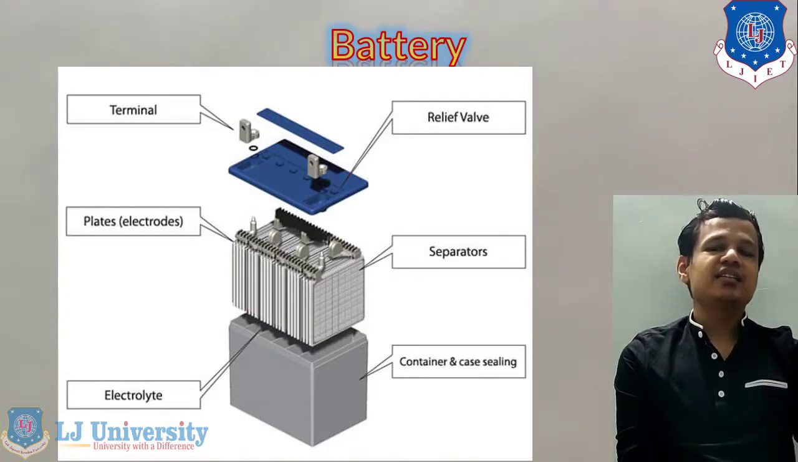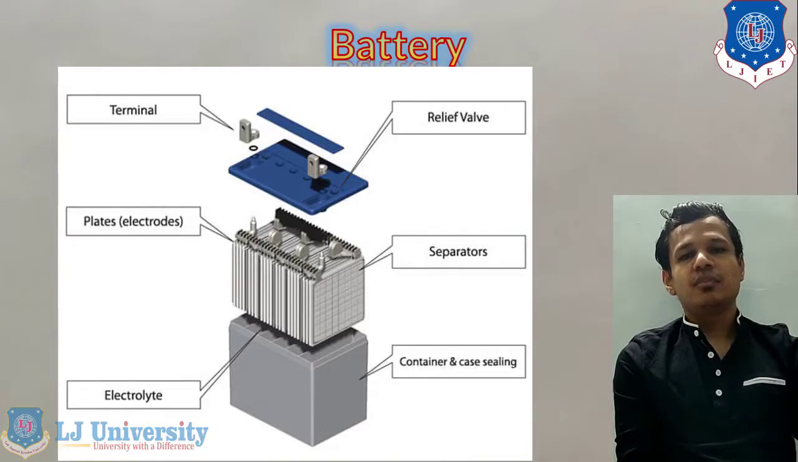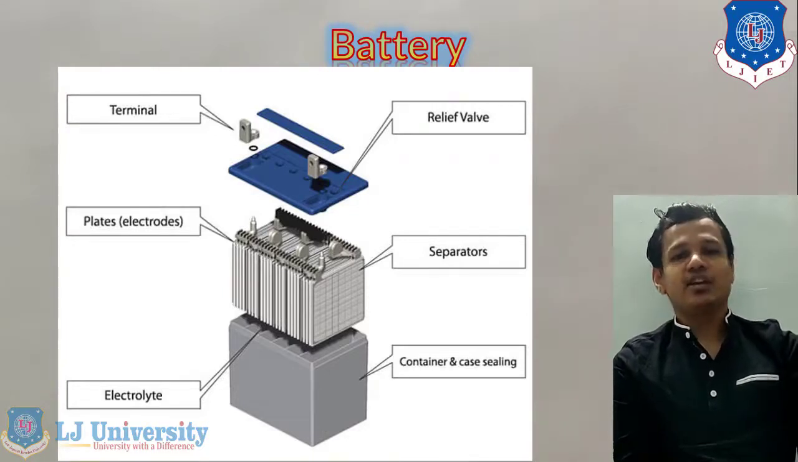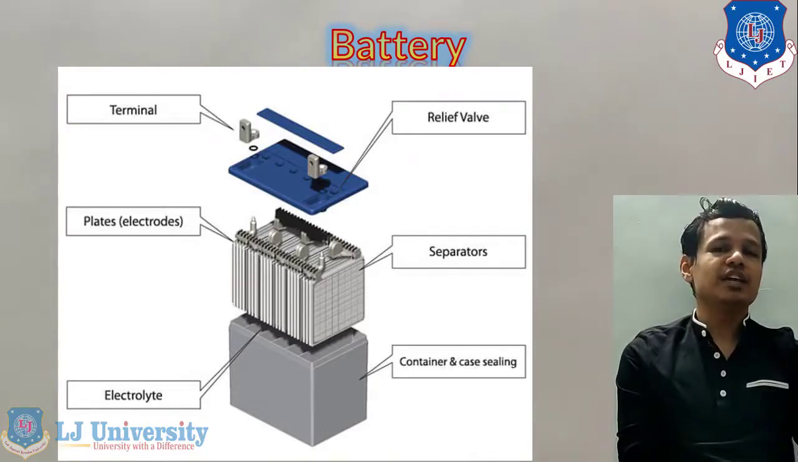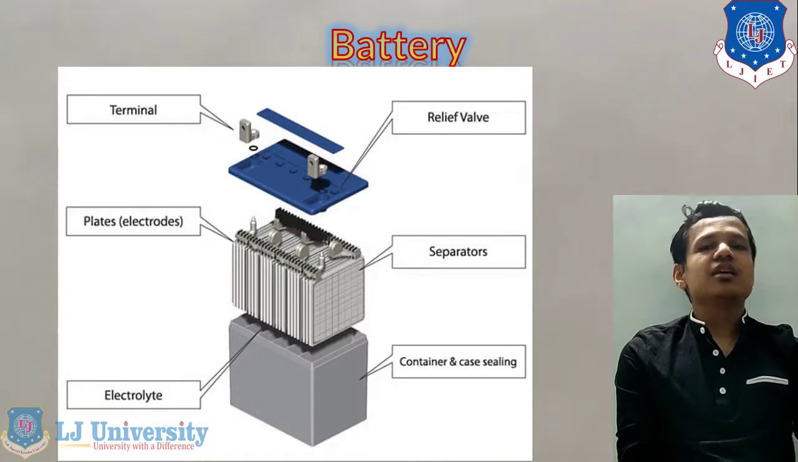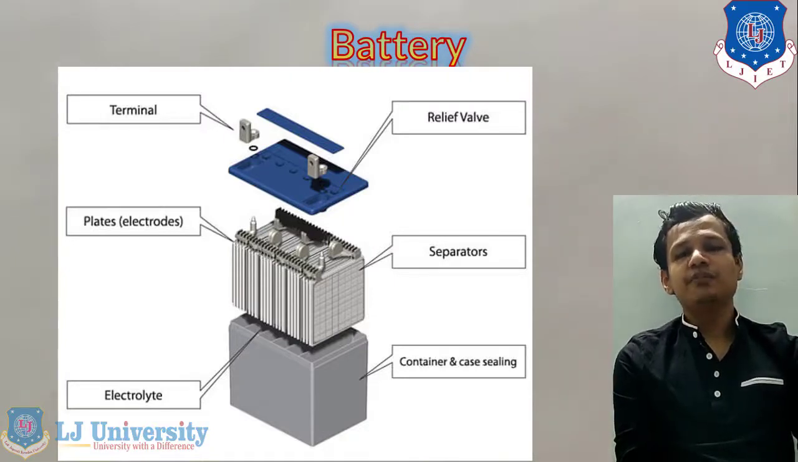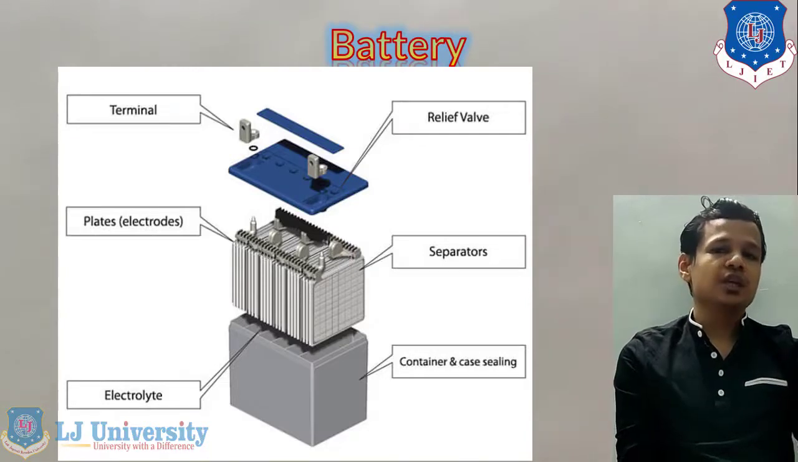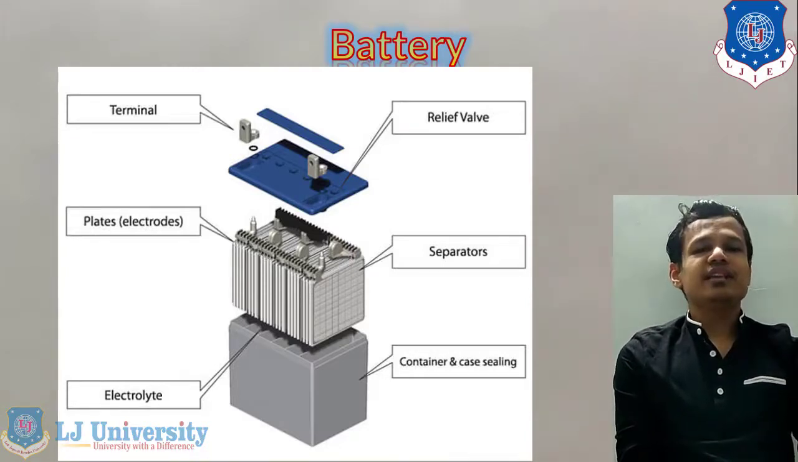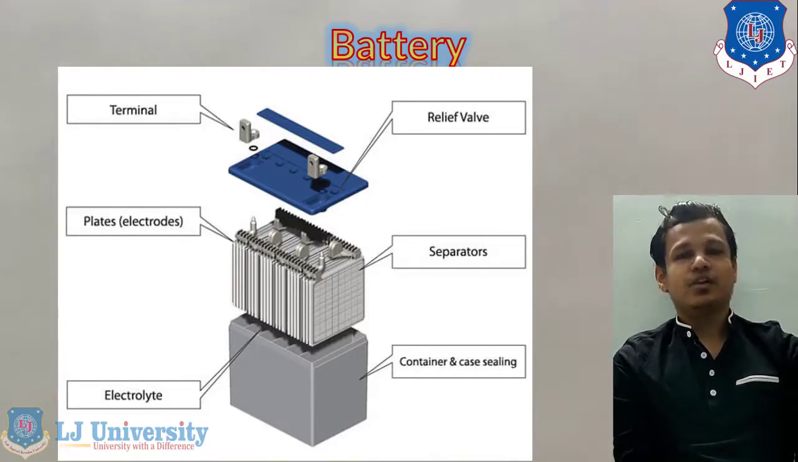Each cell consists of 2 electrodes, one positive and one negative. As you might know, one electrode is lead, that is Pb, and the second one is lead oxide, that is PbO2. The PbO2 electrode is kept as the positive electrode and the normal lead electrode is kept as the negative electrode.